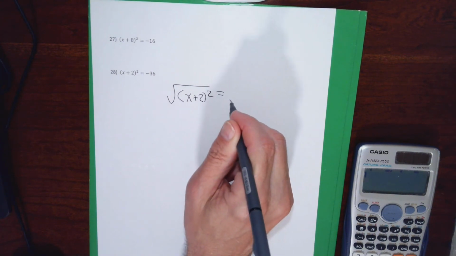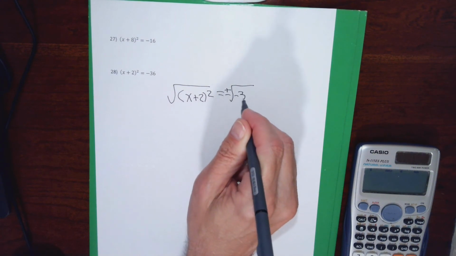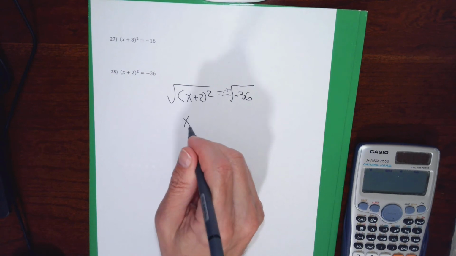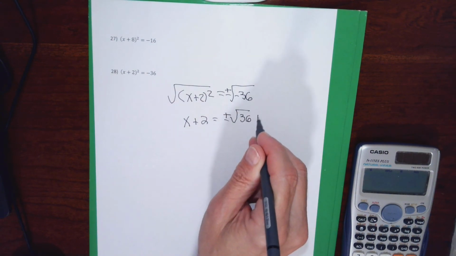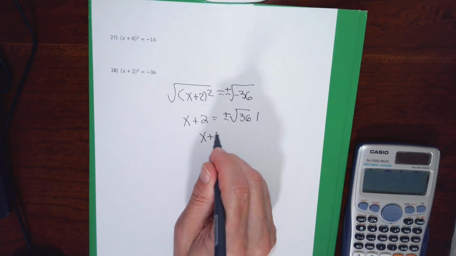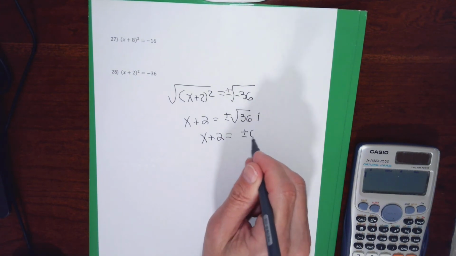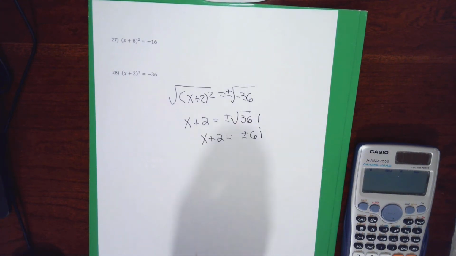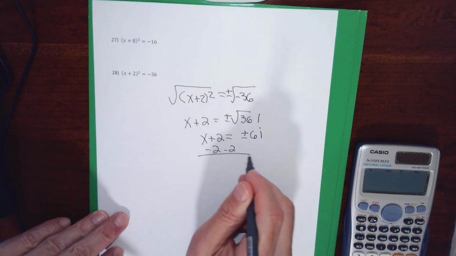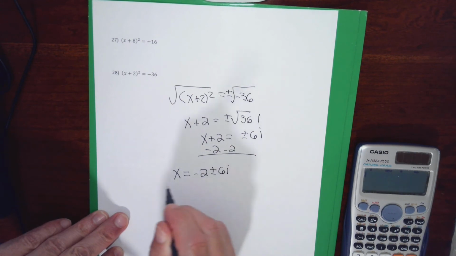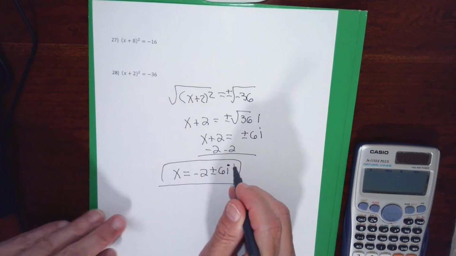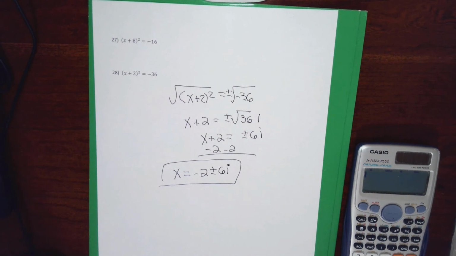Square root of x plus 2 squared equals plus or minus the square root of negative 36. Left-hand side just becomes x plus 2. Right-hand side becomes the square root of 36 times i after the plus or minus sign. Square root of 36 is 6, so this is going to be x plus 2 equals plus or minus 6 times i, and then minus 2. For my best answer, I'm going to get x equals negative 2 plus or minus 6i, and I wouldn't make those into two separate answers because the terms aren't like terms. They can't be added or subtracted. I could check these, but I don't have to check these.